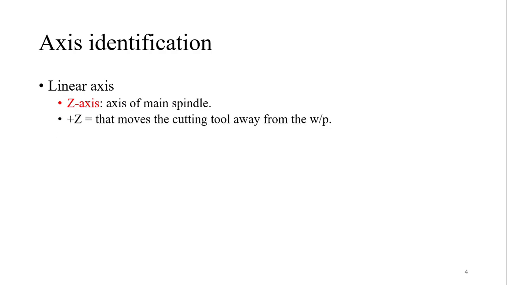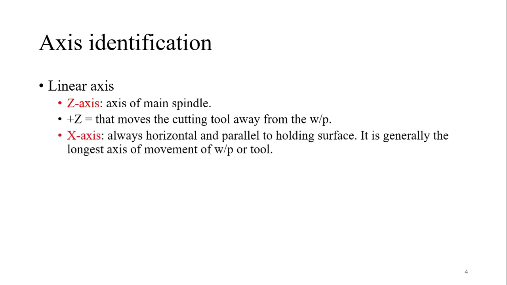The z-axis is further of two types, positive and negative. When the tool is moving away from the workpiece, that is called positive z. If the tool is coming towards the workpiece, that is called negative z. So what about the x-axis?